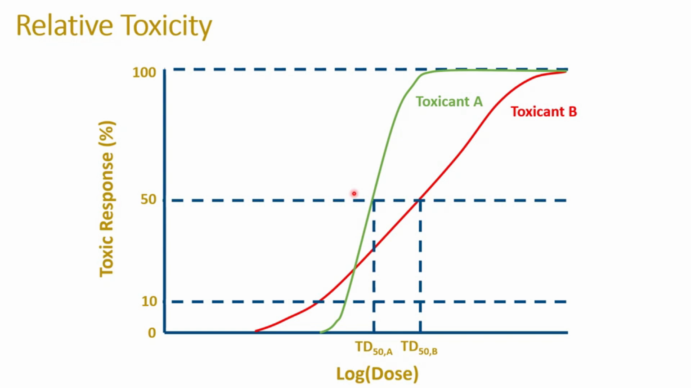So again, we can see that these curves intersect because the slopes are so different. At lower doses, you might have one toxicant that's more toxic than the other. So B was more toxic than A at lower doses, but at higher doses, A is more toxic than B. So again, be careful when making judgments based on toxicity of two or more species based on partial information.